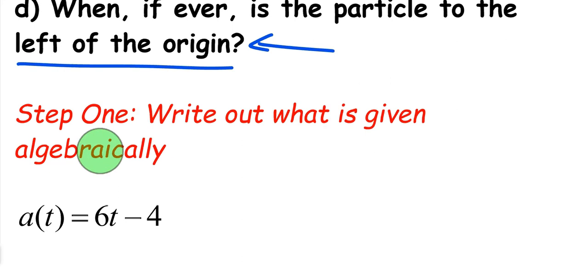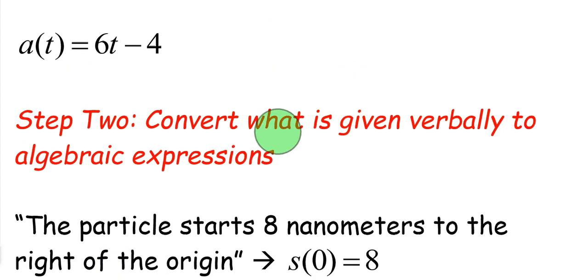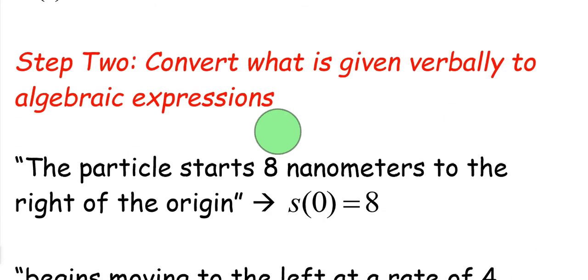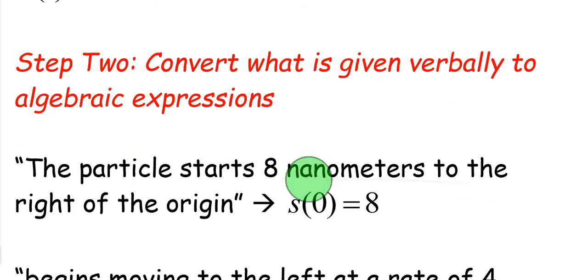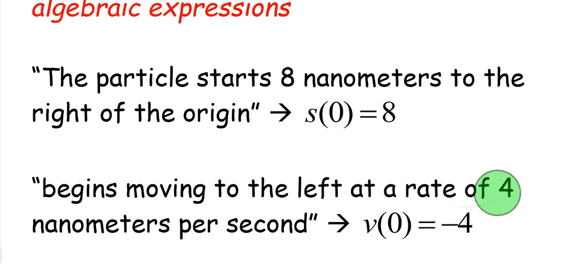Step 1, write out what is given algebraically. So again, when you're doing particle motion, always write out what is given. In this case, a(t) = 6t − 4. Then step 2, we're going to convert what is given verbally to algebraic expressions. First, it said the particle starts 8 nanometers to the right of the origin, so we know that the initial position s(0) = 8. Next, it said begins moving to the left at a rate of 4 nanometers per second. So we know v(0), or the initial velocity, is negative 4 since it's moving to the left.